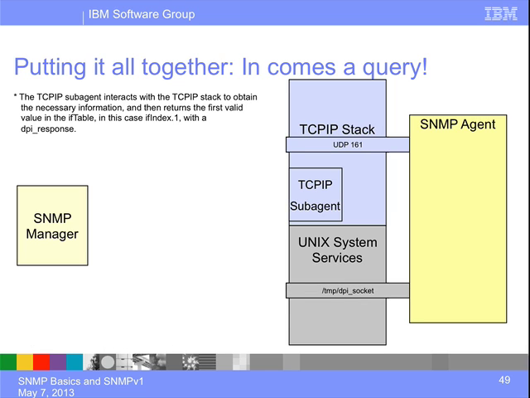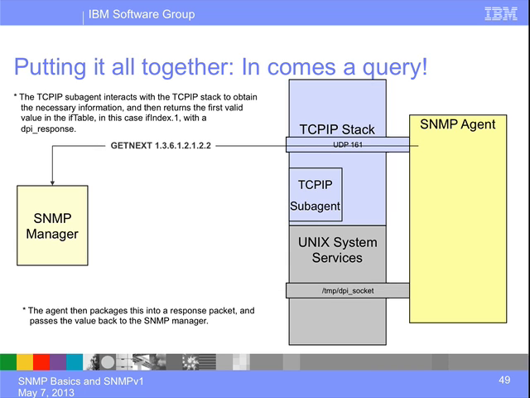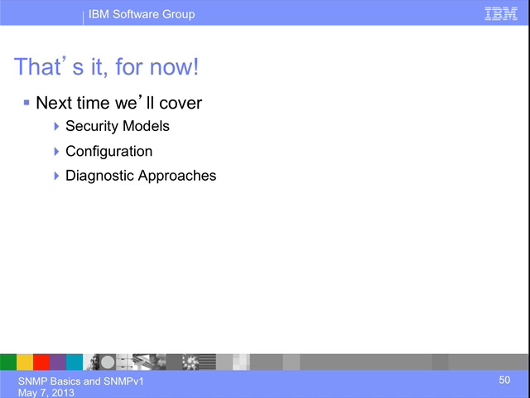The TCP/IP subagent interacts with the TCP/IP stack to obtain the necessary information and then returns the first valid value in if table. In this case, ifIndex.1 with the DPI response. The agent then packages this into a response packet and passes the value back to the SNMP manager.